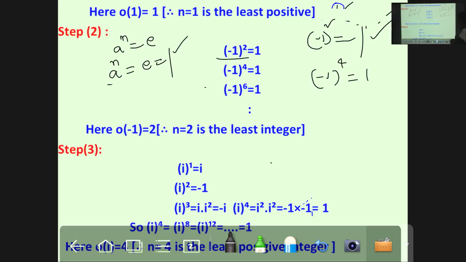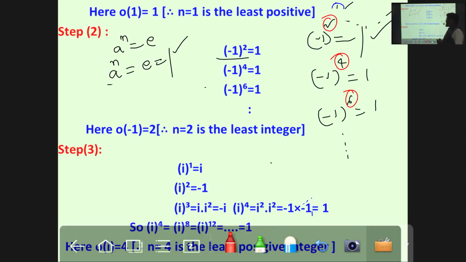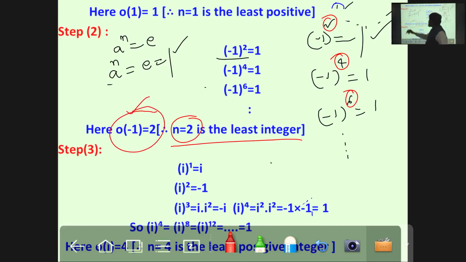If we collect all such powers, minus 1 whole squared equals 1, minus 1 whole power 4 equals 1, minus 1 whole power 6 equals 1, and so on. So here 2, 4, 6. What is the least positive integer? 2. 2 is the least positive integer. Therefore order of minus 1 equals 2. Order of minus 1 equals 2.